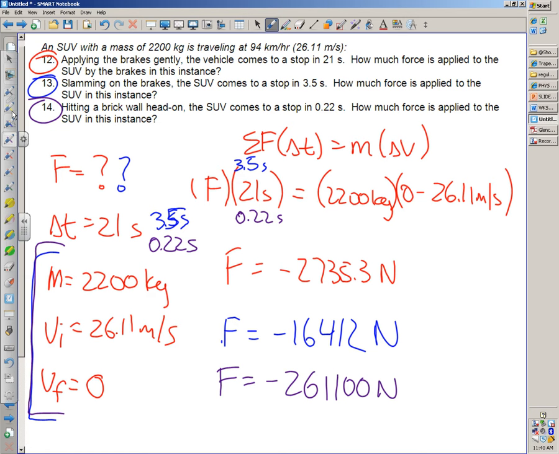Wait, what's the order of the answers? I tried to keep them in color too. Yeah. So 13 is going to be the blue colors, Emily. So the 3.5 for the time, and then that's going to be the value for the force, and then the purple 0.22 for the time, and a much bigger force. Okay. Thanks. All right, good there.